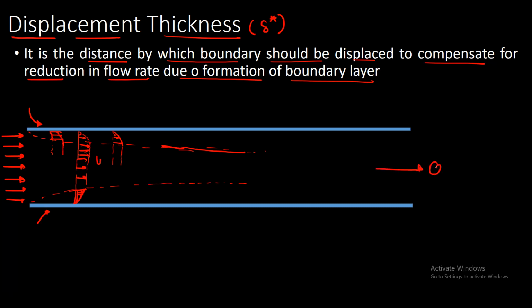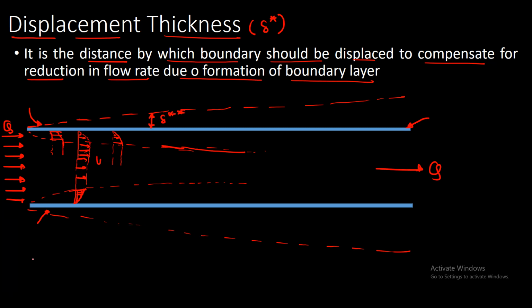Because of the formation of this boundary layer, there is a reduction in the flow rate, that is the Q. To maintain the constant flow rate, the same as the initial flow rate, we need to shift this boundary by a certain distance like this. The distance by which we should shift the boundary is called the boundary layer displacement thickness. This is the delta star.